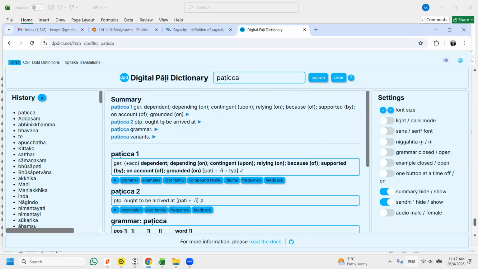Can you see the word paticca? It has a couple of meanings, such as dependent, depending on. In English, you know the prefix follows certain words. Then contingent upon, relying on, because of, and supported by. So all the ones in brackets always follow the English.